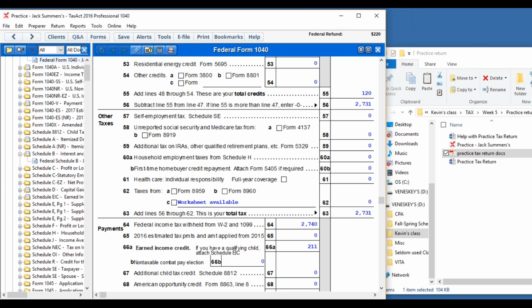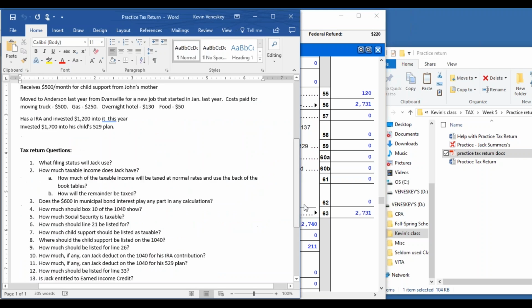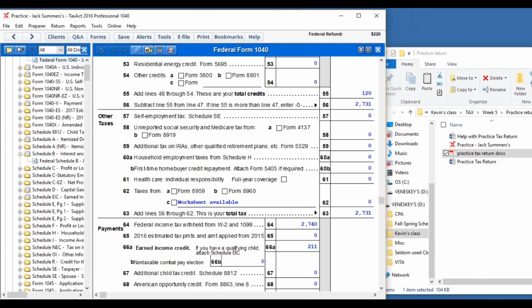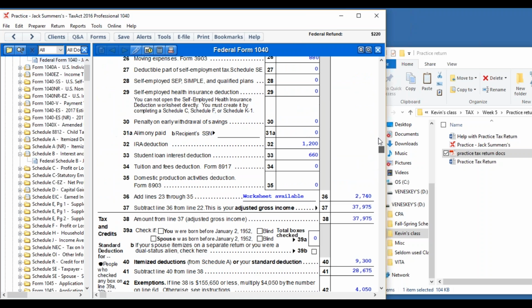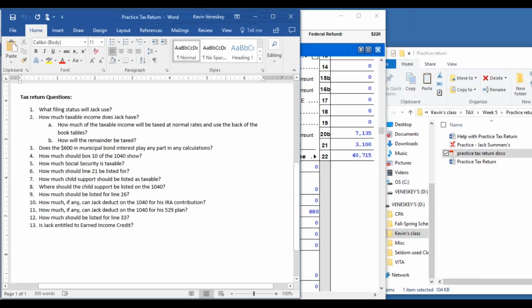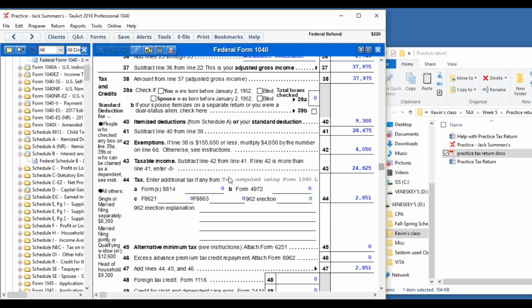As the last thing that I had on here, we could begin to answer all of these quiz type questions. His filing status will be head of household. How much taxable income does Jack have? Well, let's go back and answer that one as well. I asked for taxable, not total income. So we would look at line 43, taxable income of $24,625.